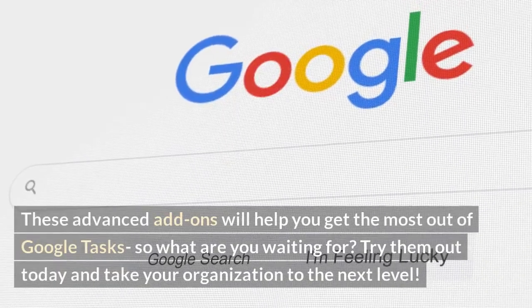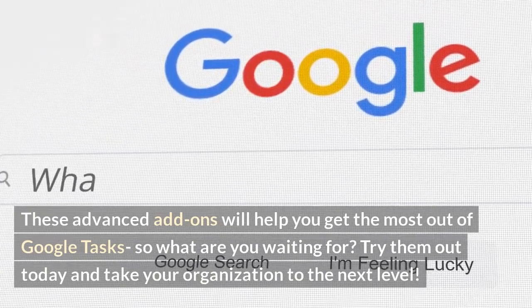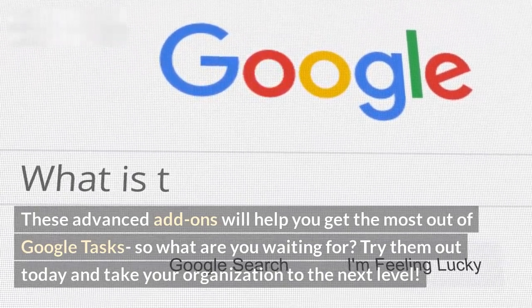These advanced add-ons will help you get the most out of Google Tasks, so what are you waiting for? Try them out today and take your organization to the next level.